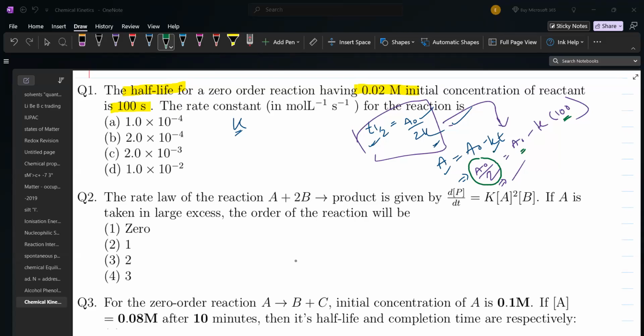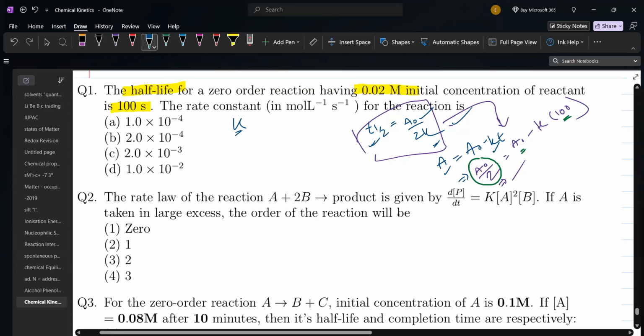So see, in this question, the question is a very tricky one. The question says we have taken A in excess. So this A is in excess, so the rate law will not depend on A. Since this is not dependent on A, as we have studied in earlier classes, you can revise it, the order of reaction becomes 1.